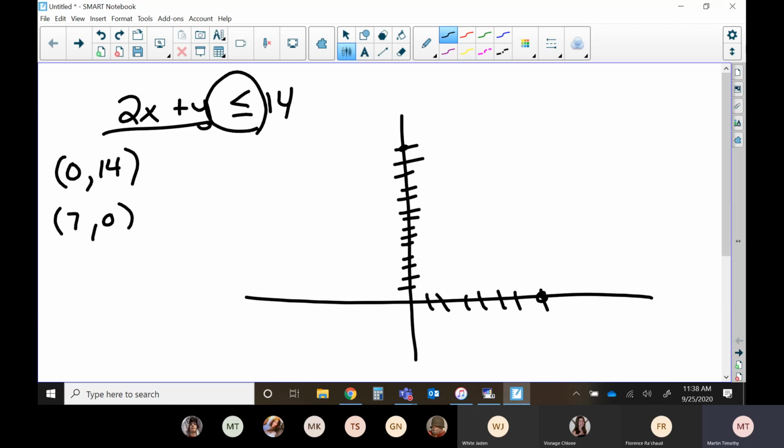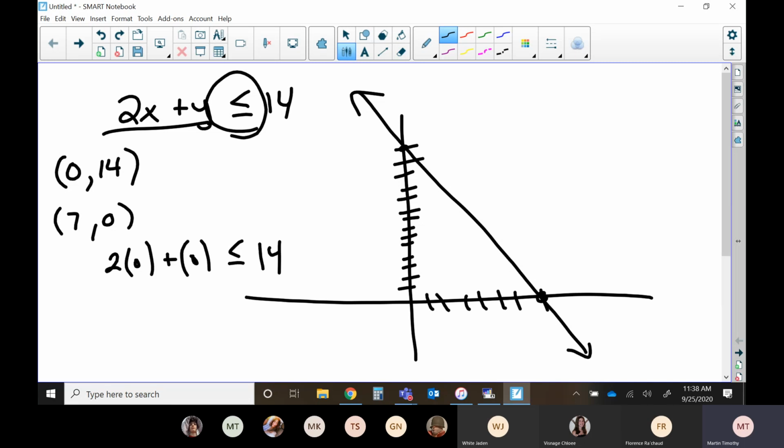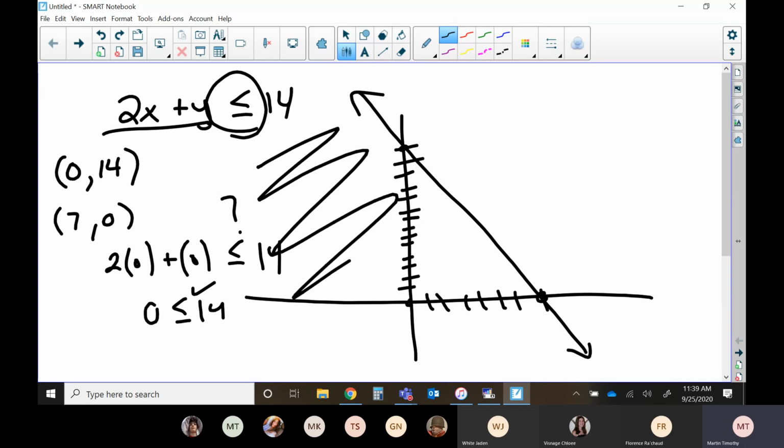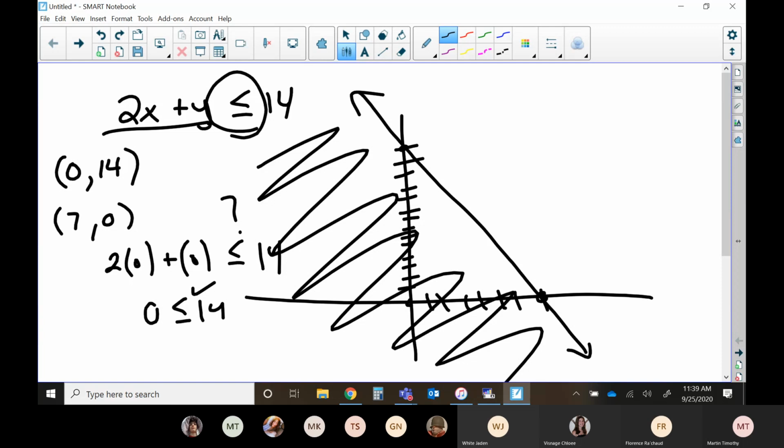I need to decide, is it a solid line or is it a dotted line here? It is a solid line. Next, I need to figure out, am I going to shade above it or below it? How am I going to do that? I'm going to plug in 0, 0. Is 0 plus 0 greater than or less than 14? This is a question now. 0 is this, so yes, that is the true side. So if 0, 0 is on the true side, that means this whole side is true. That's how you graph it.